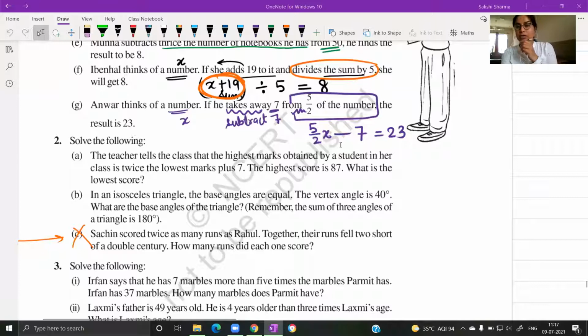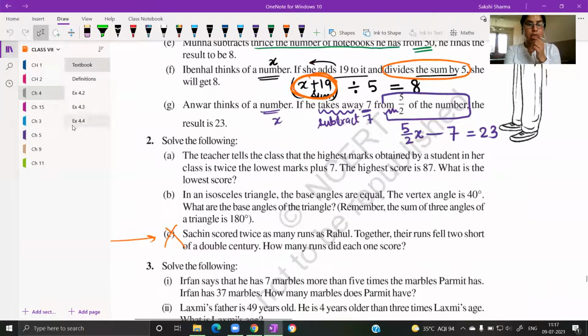Let's take a look. Anwar thinks of a number and then he takes away 7 from 5 by 2 of the number. So take away, first of all, write down in your books the meaning of the word take away. It means subtracts. So he's subtracting 7 from 5 by 2 of the number. So 5 by 2 of the number would mean 5 by 2 times x minus 7 equals to 23. Gurshan, beta, tell me if it is clear how we have formed the equation. If you want, I can write along with you once again.